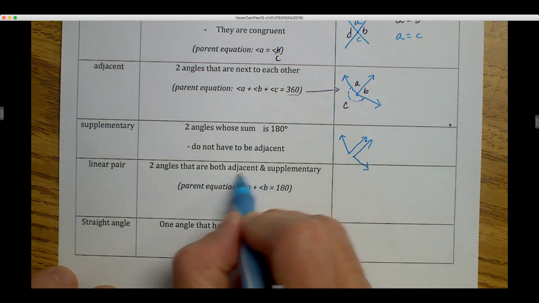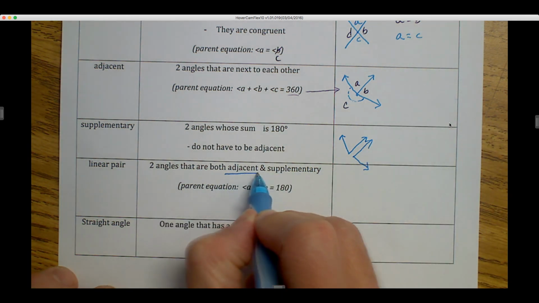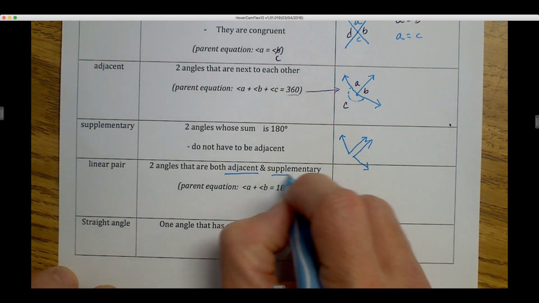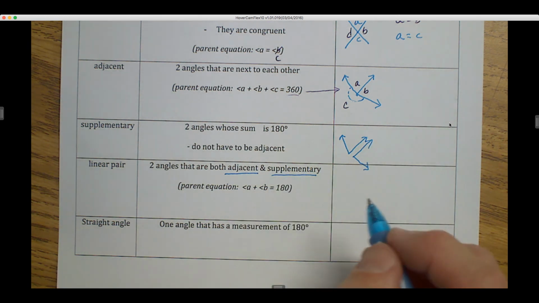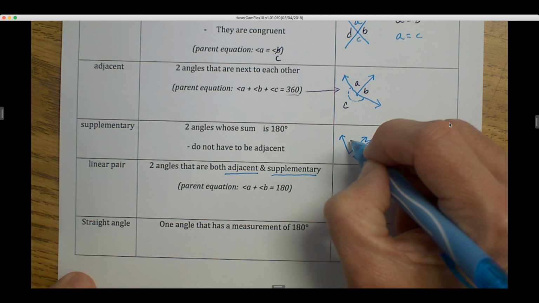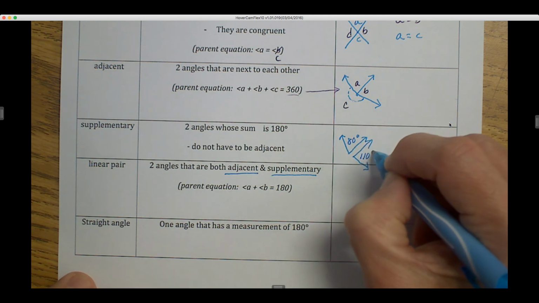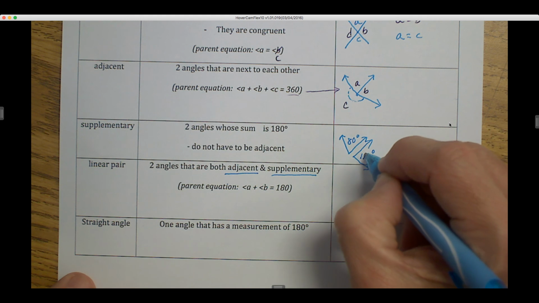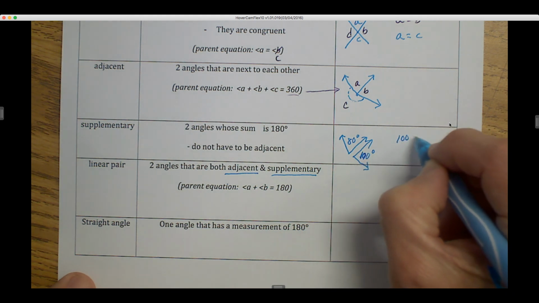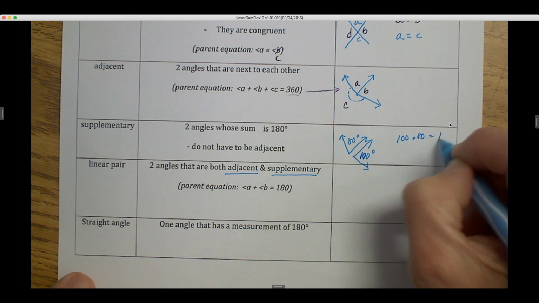But a linear pair is adjacent and supplementary, right? So on this one, let's say that this was 80 degrees and this one would be 100 degrees. And when you add them together, 100 plus 80, they would equal 180.